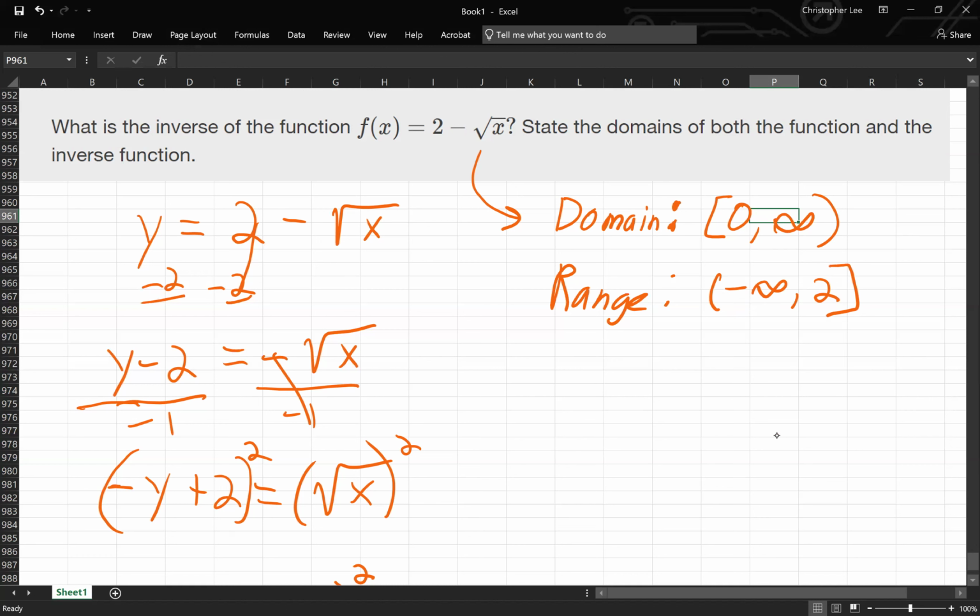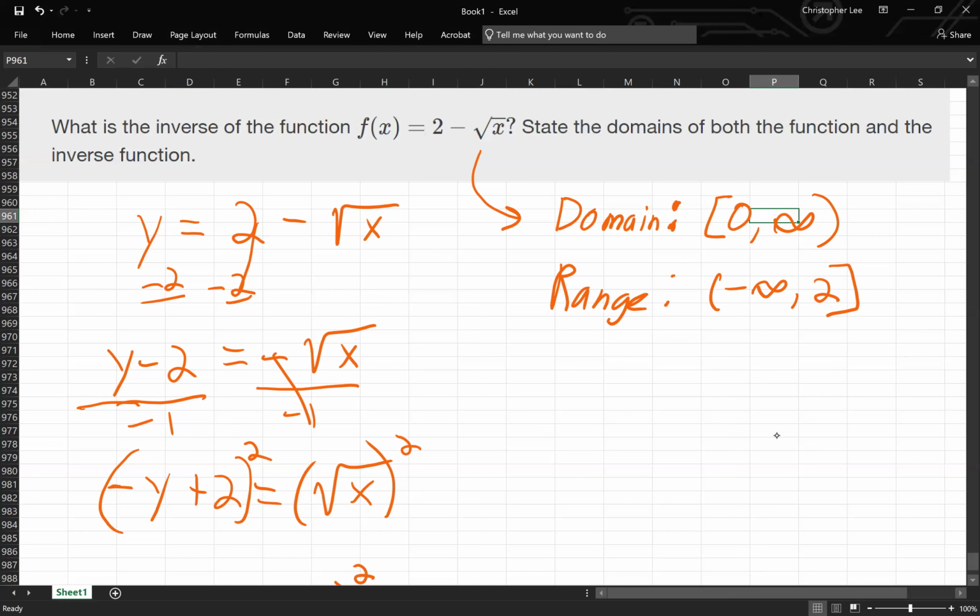No matter how big x is, in order to find y, you need to subtract it from 2. So it's going down. The square root of 100 is 10, so 2 minus 10 is -8, right? So as x is getting larger, it's more negative.